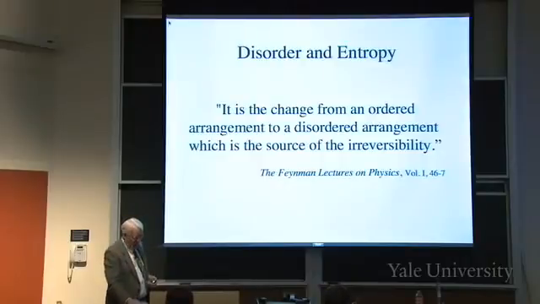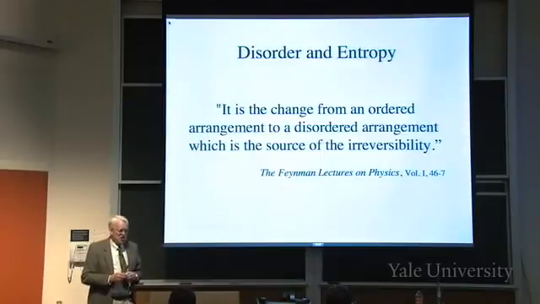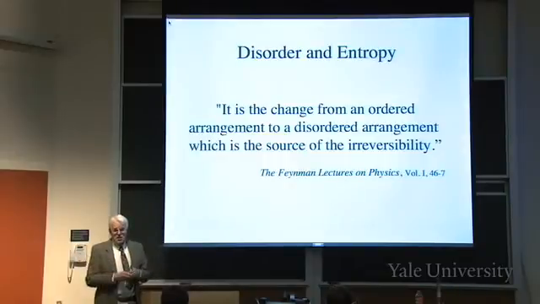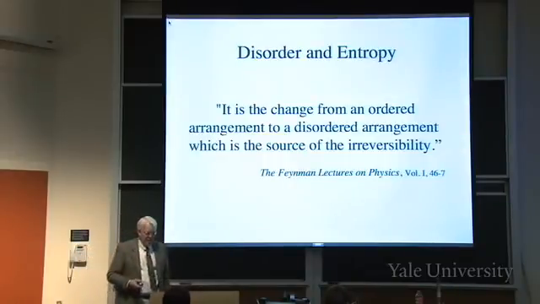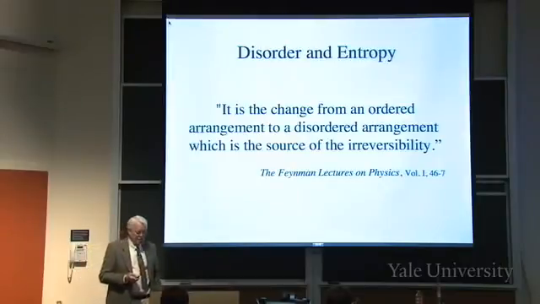Feynman, in his wonderful lectures on physics, says it is the change from an ordered arrangement to a disordered arrangement, which is the source of irreversibility. Have you heard this said, that entropy is disorder, and that you increase entropy in order to increase disorder? Okay, so that's what Feynman is saying here. The change from an ordered arrangement to a disordered arrangement.